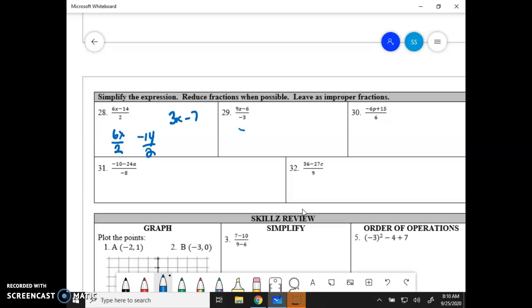Again, just separate them into two. 9z divided by negative 3, negative 6 divided by negative 3. So we got negative 9 divided by negative 3. That's a negative divided by a negative. That is a positive, right? Signs are the same. The answer is positive. So we get positive 3z and negative 6 divided by negative 3 is going to be positive 2. All right. Hopefully that makes sense on how to do these.